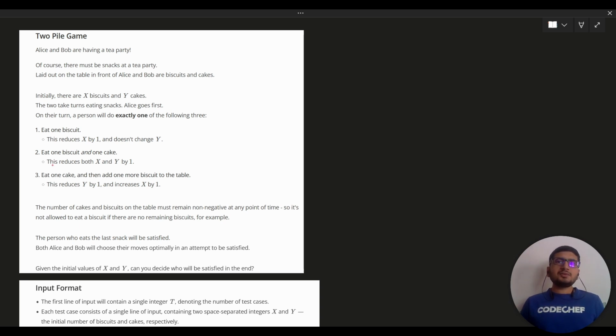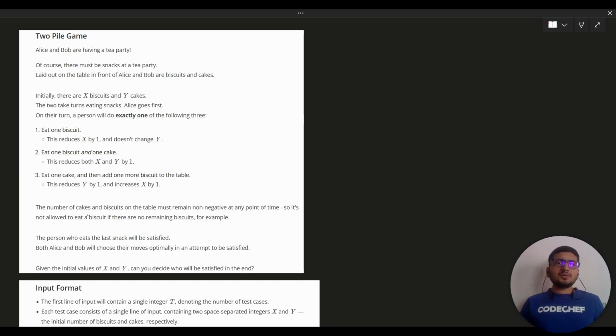First is eat one biscuit, that will reduce the value of x by 1 and will not bother y. The second thing that they can do is eat one biscuit and eat one cake, that will reduce both x and y by 1. The last thing that they can do is eat one cake and then add one more biscuit to the table. This will reduce y by 1 and increase x by 1.